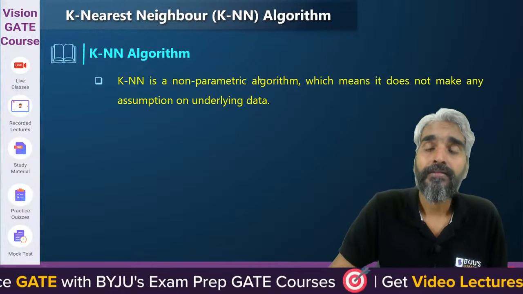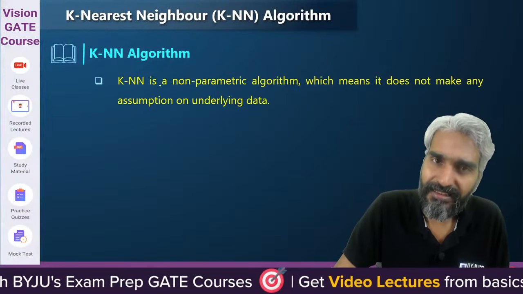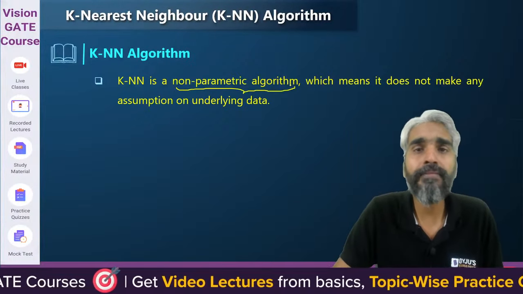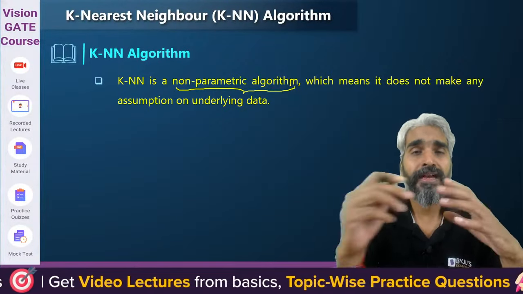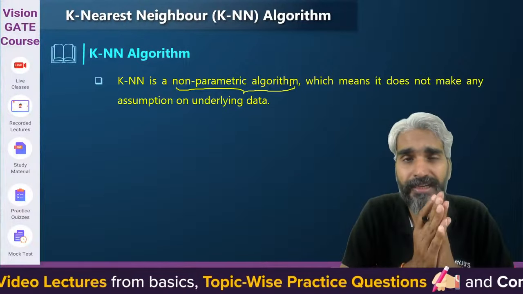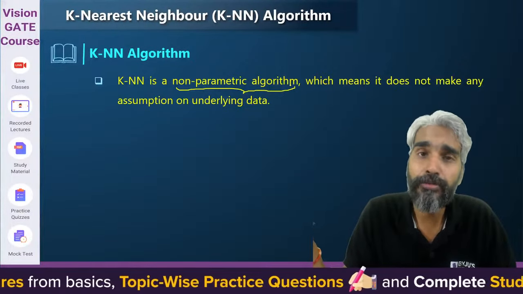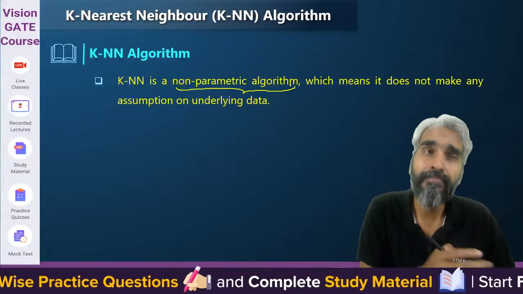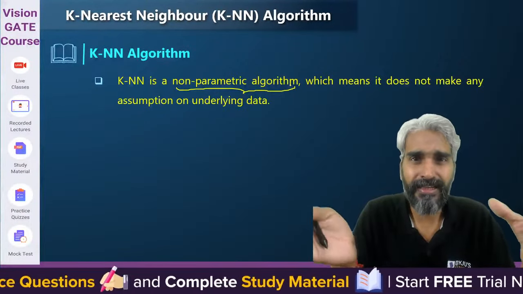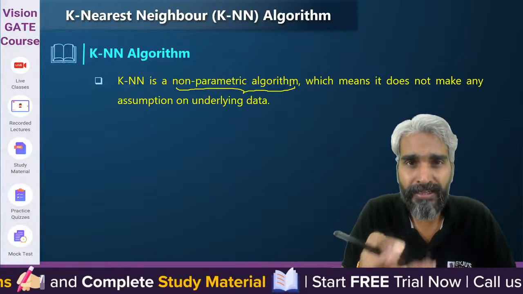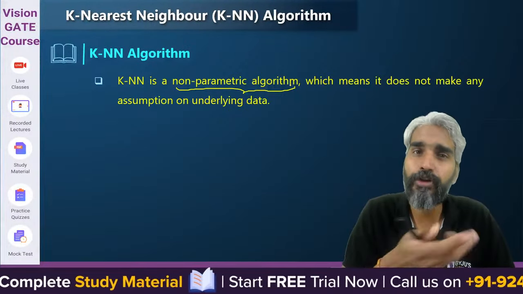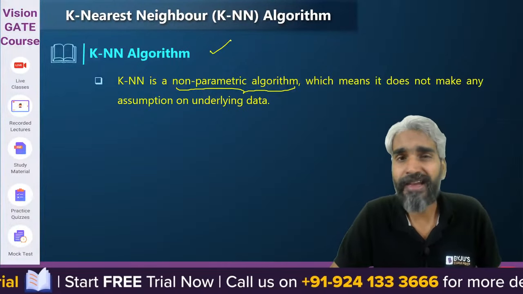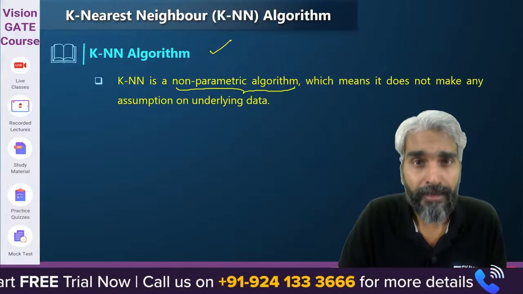When I say KNN, that is K nearest neighbor, it is a non-parametric algorithm. What do I mean by non-parametric algorithm? It means it does not make any assumption about the data, that is, what type of data should be given as an input to this algorithm. For some algorithms, there is an assumption that the data is normally distributed, or that the distribution of the data is Gaussian. But when we talk about the KNN algorithm, we can give any type of data to it.